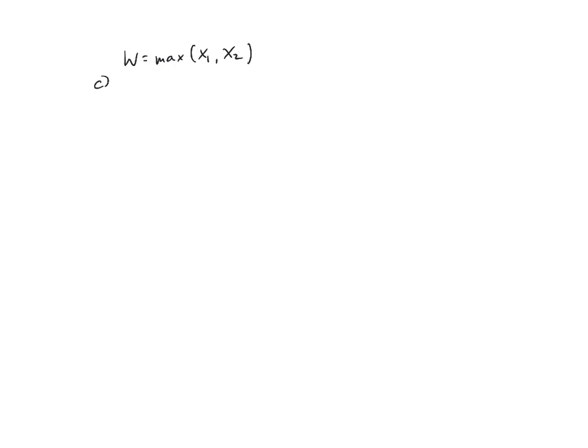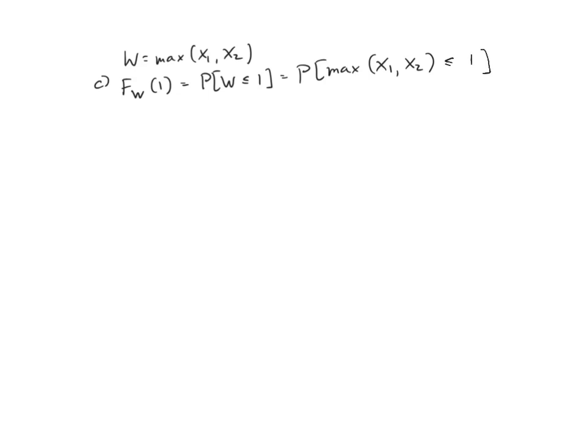You just pick out, after you've generated both random variables, you pick out the bigger one. So now the question we're actually asked is, what is the CDF of W at 1? And so this is the probability W is less than or equal to 1. And this, because W is the max, is the probability the max of x1 and x2 is less than or equal to 1.